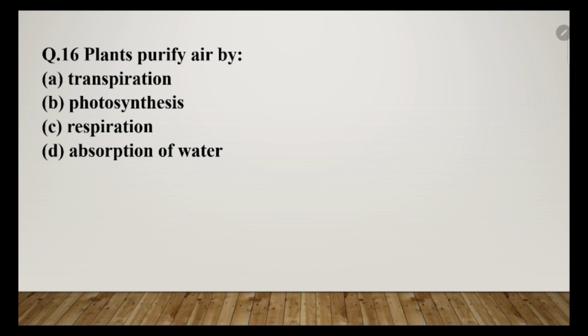Next question 16 is, plants purify air by the process of, here options are transpiration, which releases water vapors in the air through stomata. Photosynthesis is by using carbon dioxide and preparation of the food, but at the same time oxygen is also released. Respiration, where glucose is broken down to produce carbon dioxide, and absorption of water, it is done through the xylem from the roots. So, here oxygen is important for the purification of air. So, photosynthesis will be the answer.